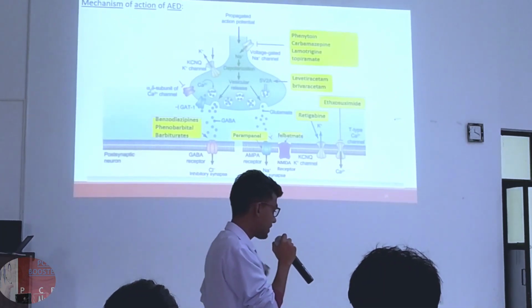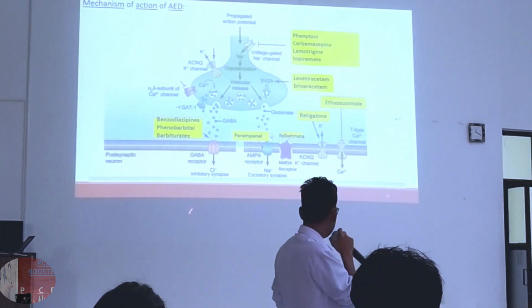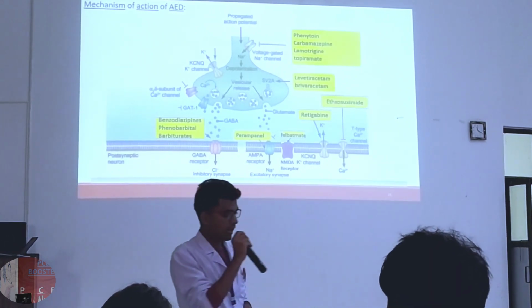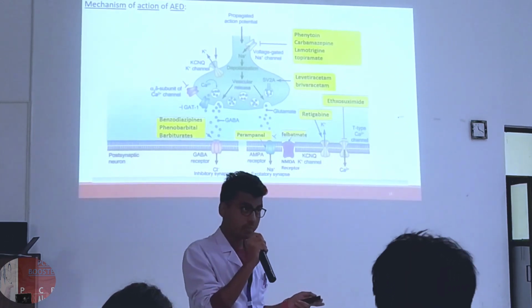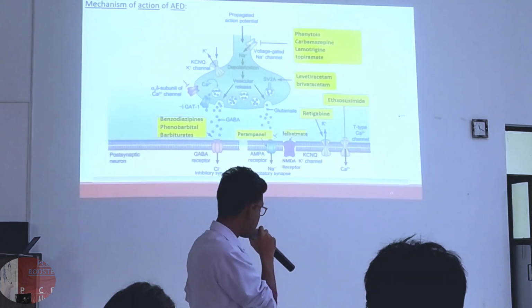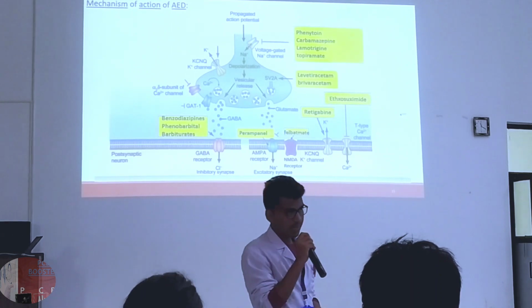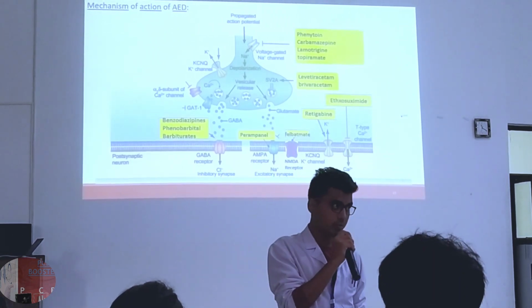So these barbiturates act on the GABA receptor and prolong the opening of the chloride channel, so that the chloride channel will be open for a longer duration, and more chloride will enter the postsynaptic membrane, and the inhibitory effect will show here.